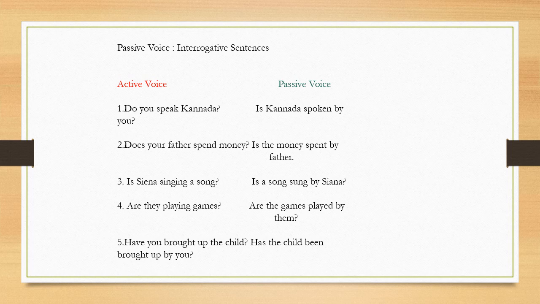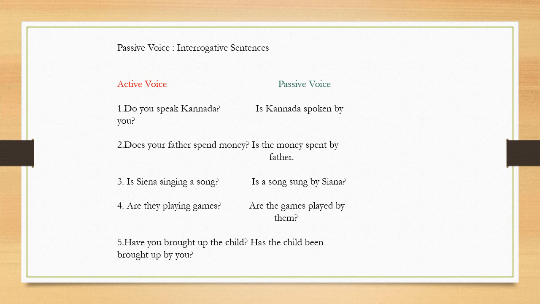Is Sheena singing the song? Change it into passive. Is, write the object: is plus the object, a song, plus the participle form of the verb sing, which is sung. Add "by" and the new object Sheena. Fourth: Are they playing games? Change it into passive. "Are" remains the same. The games is the object, and it became the subject here. Played, the participle form of the verb play. By, and "they" becomes "them."